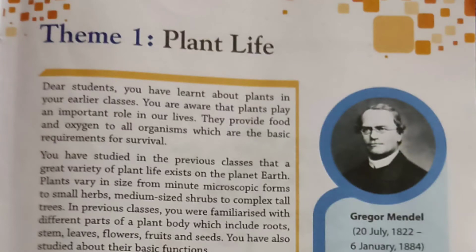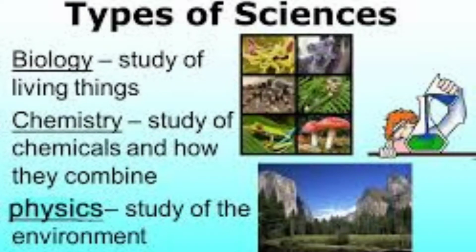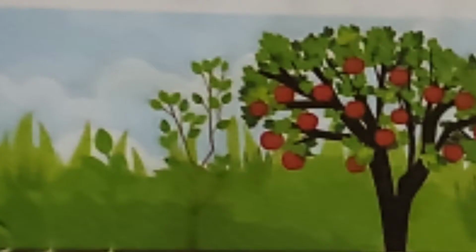In class 5, you all have done science, but as you move towards class 6, your science is divided into 3 parts: physics, chemistry, and biology. Your biology is further divided into 2 parts, that is, botany and zoology. Botany is concerned with plant life, whereas zoology is concerned with the animal kingdom or animal life. So let us start. The topic of today is plant life.